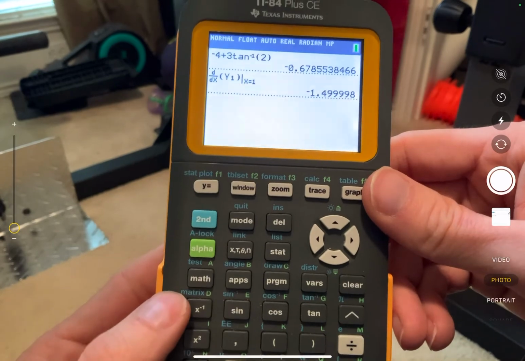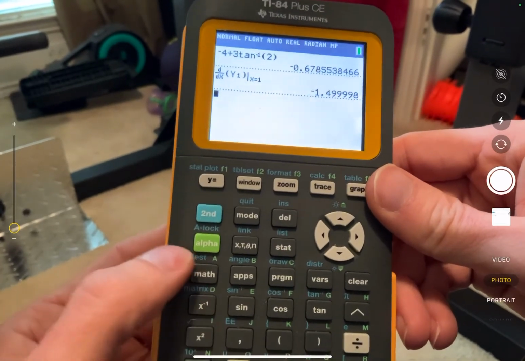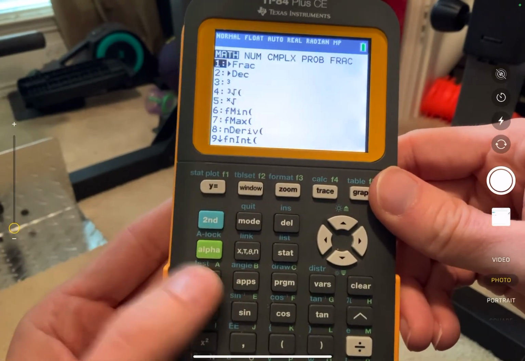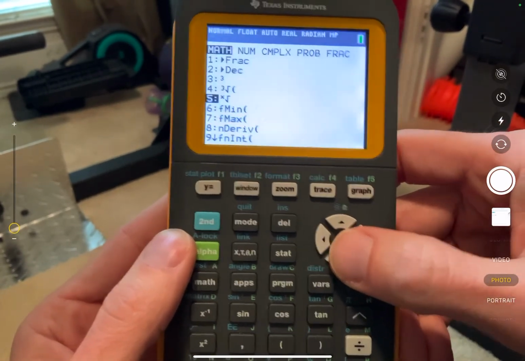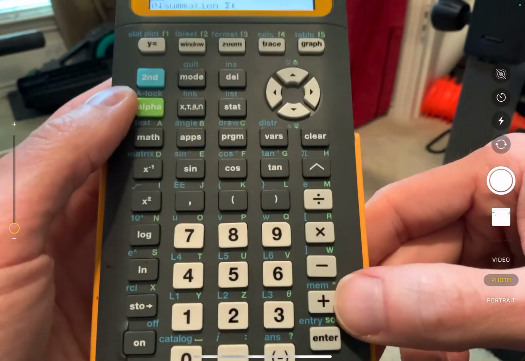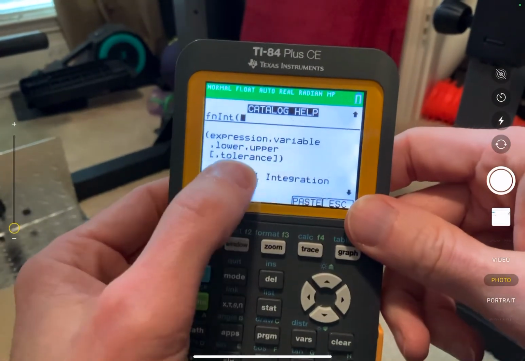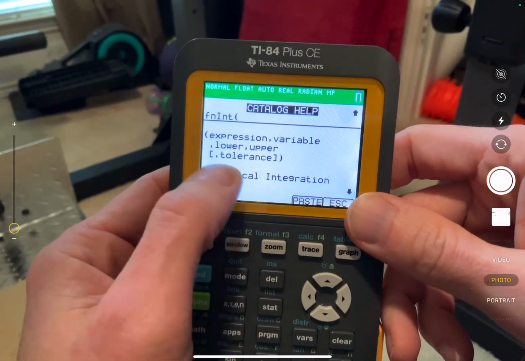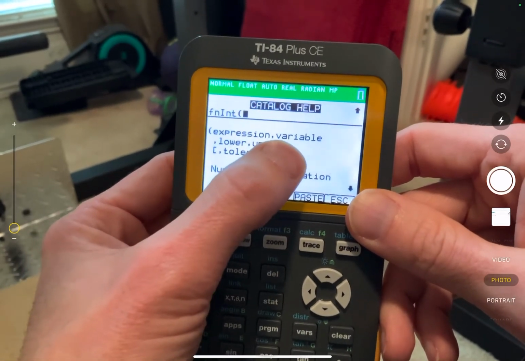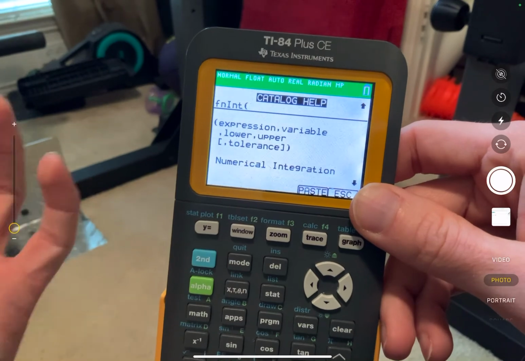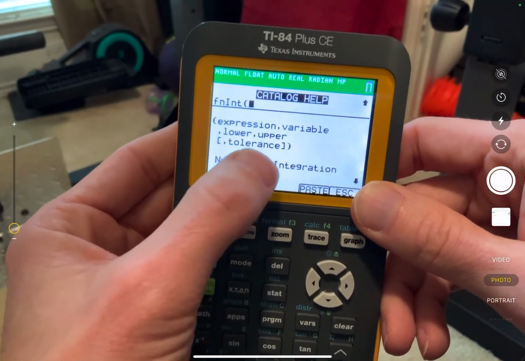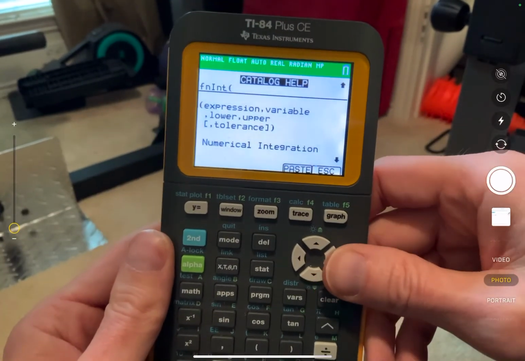You need a computer algebra system for that. Instead, it can approximate the value of a definite integral, just like it did with that derivative. And the steps here are, I'm going to go to math again, but this time it's number 9. And here, let's take a look at what the little help menu by hitting the plus sign tells us. It's going to give us numerical integration. Nice. So expression goes inside here. Our variable, it's like the dx part. You just put the variable, whatever it is, a lower bound and an upper bound, and then something called a tolerance that you don't have to worry about.